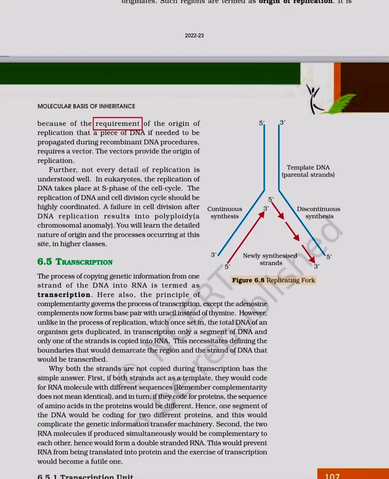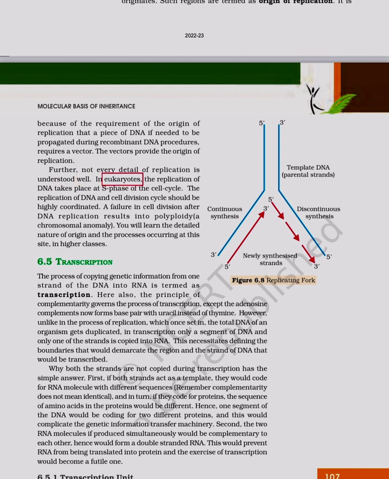Because of the requirement of the origin of replication, a piece of DNA, if needed to be propagated during recombinant DNA procedures, requires a vector. The vectors provide the origin of replication. Further, not every detail of replication is understood well.